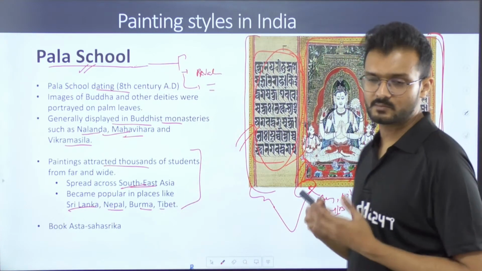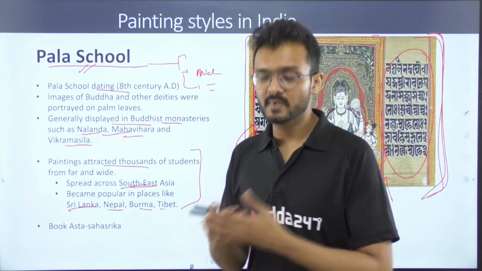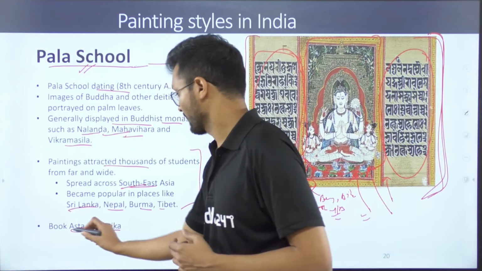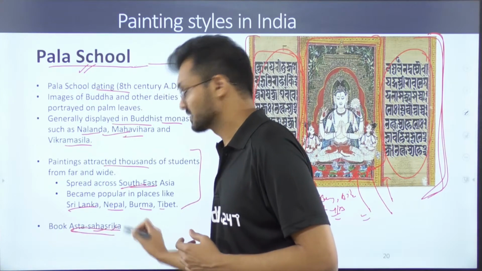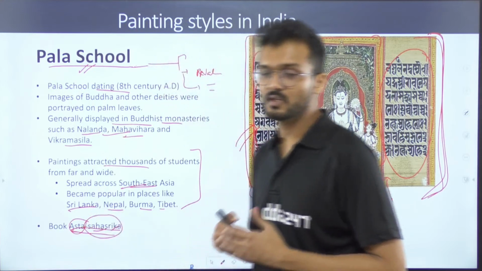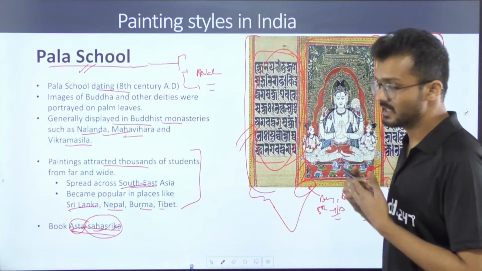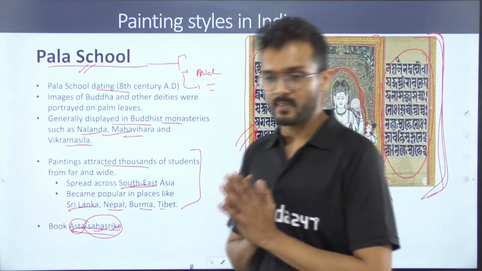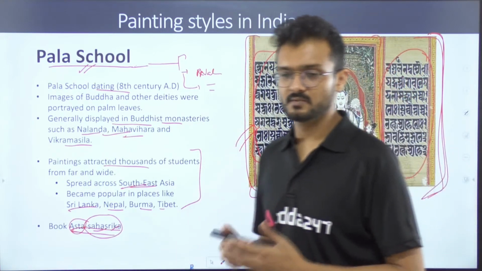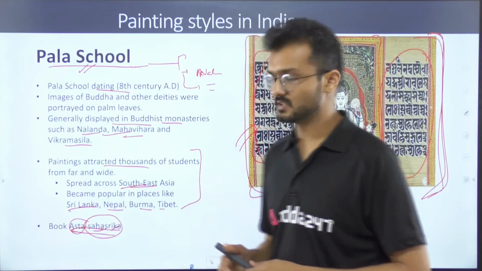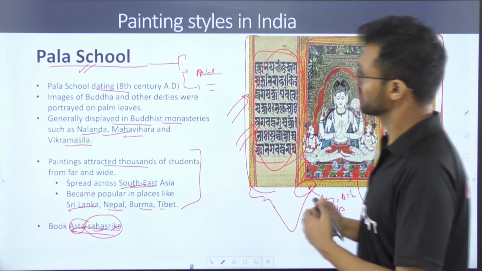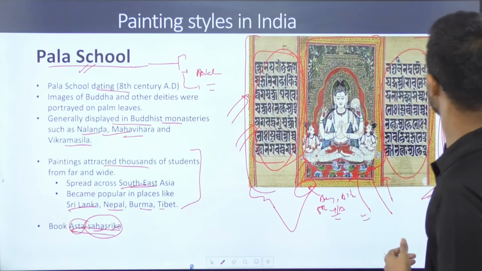And one famous book where these paintings are found is Ast Sahasrika. Ast means 8 and Sahasrika means 1000. So in this book, 8,000 slokas were written, and these slokas describe the life of the Buddha and the teaching of Buddhism. Okay, this is our first school of painting, and that is the Pala school of painting.